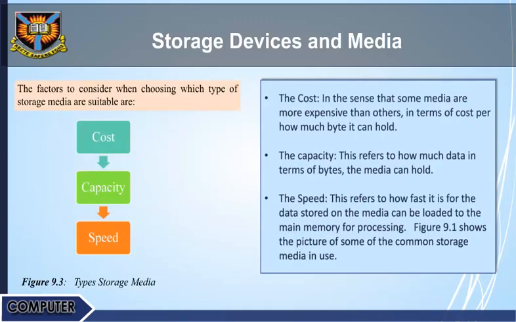The factors to consider when choosing which type of storage media are suitable are cost, capacity, and speed. The cost, in the sense that some media are more expensive than others in terms of cost per how many bytes it can hold. The capacity, this refers to how much data in terms of bytes the media can hold. The speed, this refers to how fast the data stored on the media can be loaded to the main memory for processing. Figure 9.4 shows the picture of some of the common storage media in use.